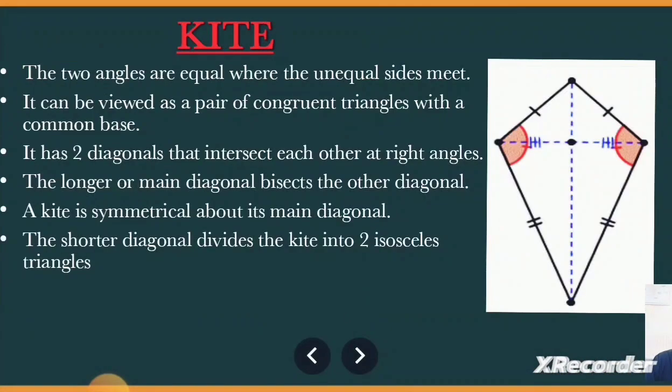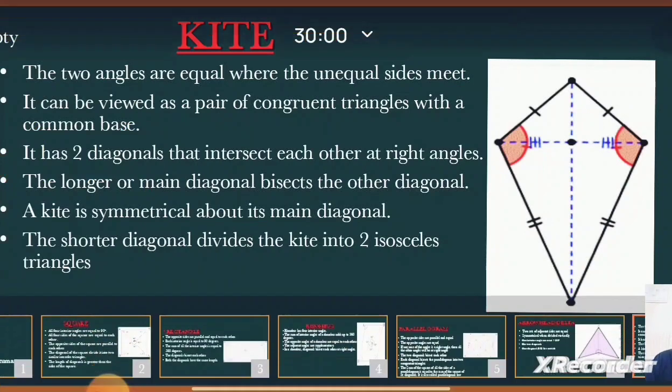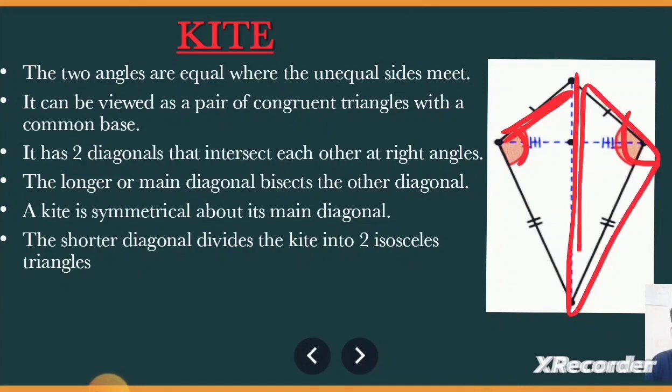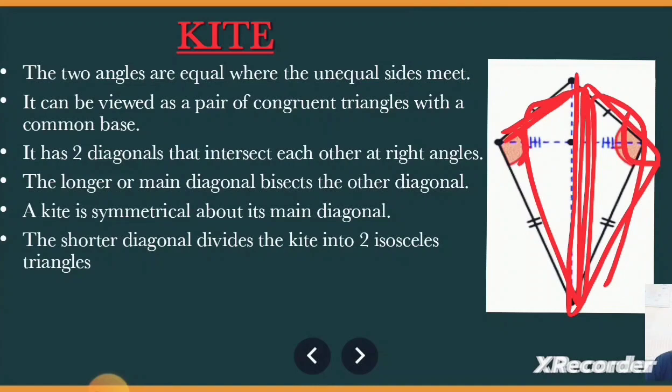Next, kite. In this kite, the two angles are equal where the unequal sides meet. Here these angles are equal. It can be viewed as a pair of congruent triangles with a common base. You can observe here, this is one congruent triangle, this is also one congruent triangle. It has two diagonals intersecting at a point here, and they intersect each other at 90 degrees. That means they are perpendicular to each other.